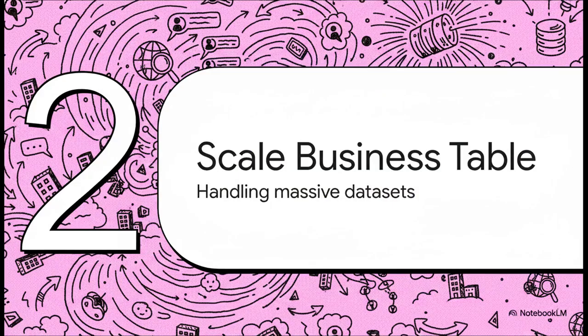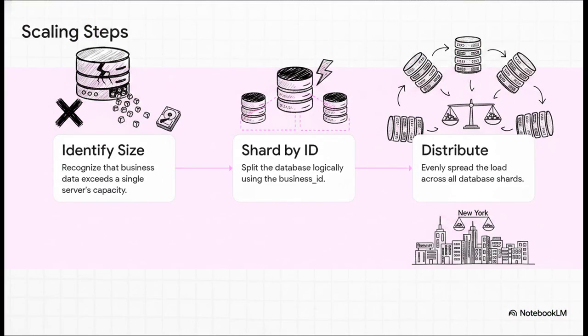Moving right along to part 2, scaling the business table. Okay, so our baseline is set. Now we hit our first real hurdle, which is handling the massive data set of the business table itself. To scale it, we just follow a really logical, straightforward process. First, we identify that our dataset, let's say it's 200 million businesses, is simply way too large to comfortably fit onto a single server's hard drive. So, we've got to split it up.